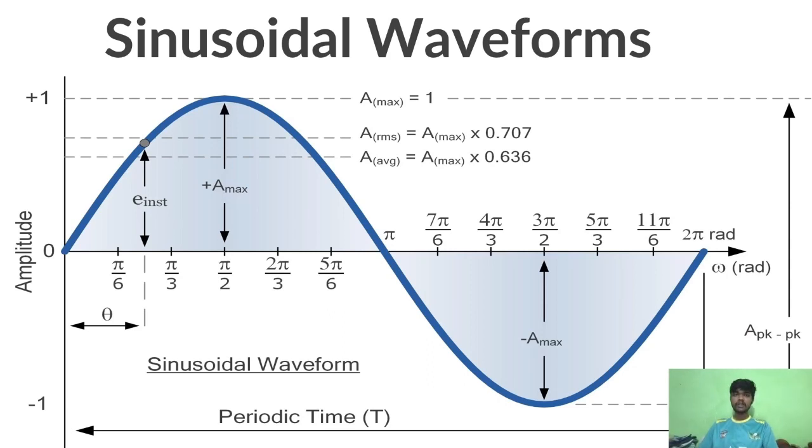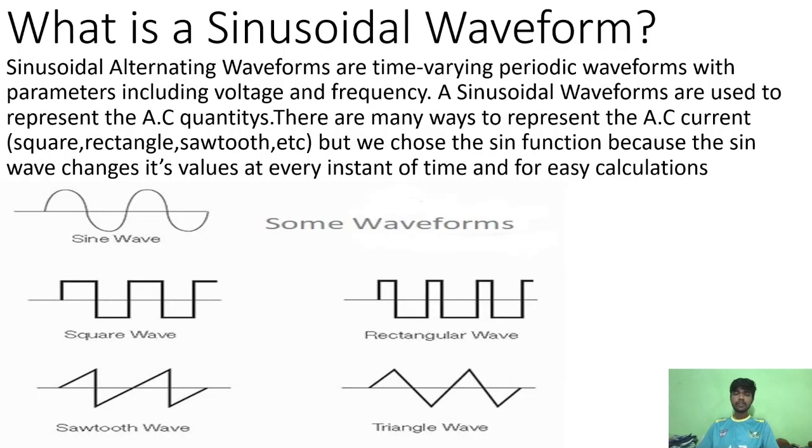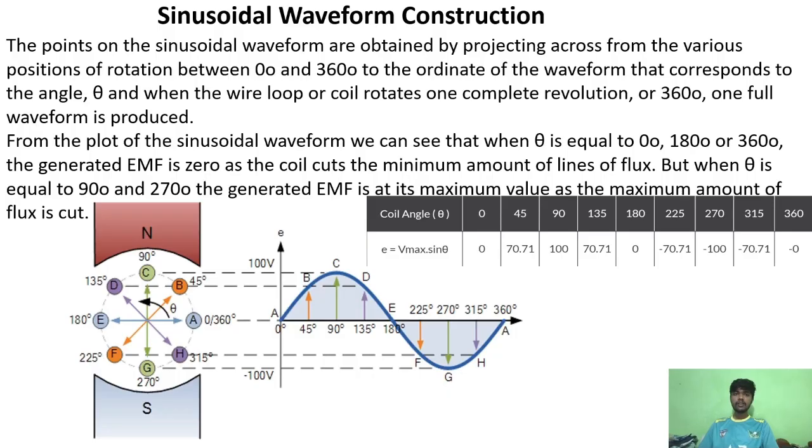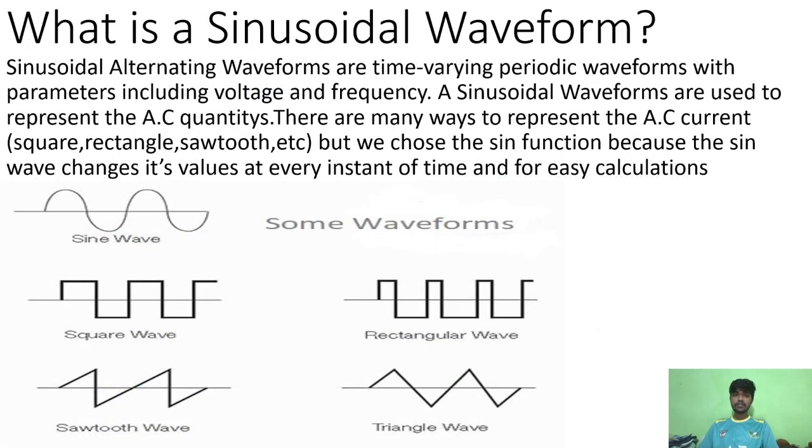I'm going to tell you about sinusoidal waveform. So in this PPT, we are going to see what is a sinusoidal waveform, generation of sinusoidal waveform, and sinusoidal waveform. First, let us know what is a sinusoidal waveform. Sinusoidal alternating waveforms are time-varying periodic waveforms with parameters including voltage and frequency.